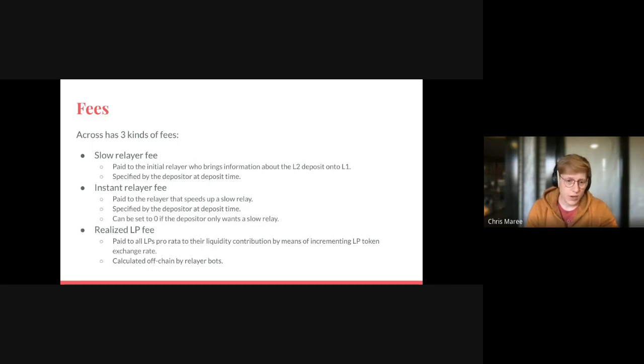The realized LP fee is a percentage of the bridged amount that gets set aside for the LPs to compensate them for the liquidity that they provided for that relay action. This is paid out pro rata to liquidity providers as a function of how much liquidity they've added to the pool. We'll get into how that works a little bit later, but basically it's calculated off-chain by relayer bots and is verified by the optimistic oracle. We'll get into the details in a couple of slides. Okay, you can go to the next slide.